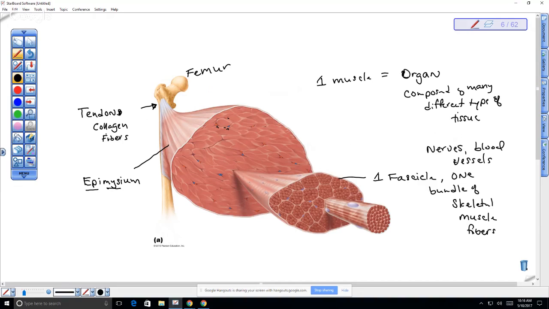Okay, so the skeletal muscle fibers are bundled together into fascicles. And the connective tissue sheath of this fascicle is what is referred to as the perimysium. So think peri means around. So that is around the different fascicles.